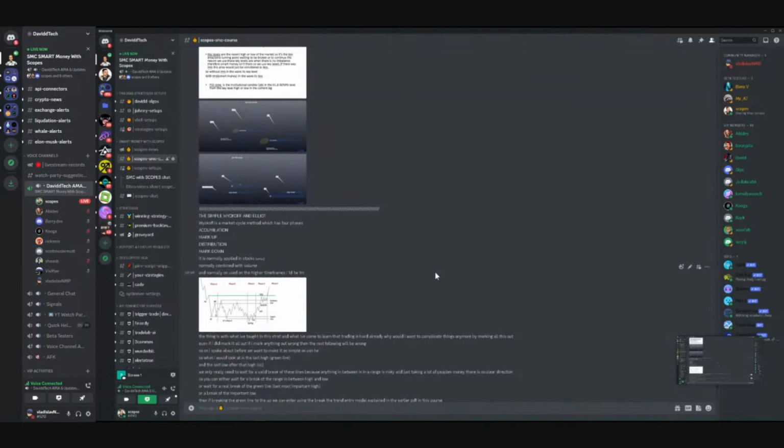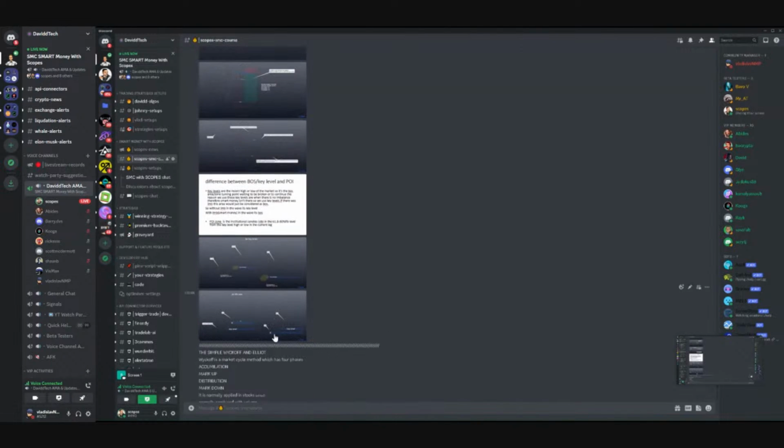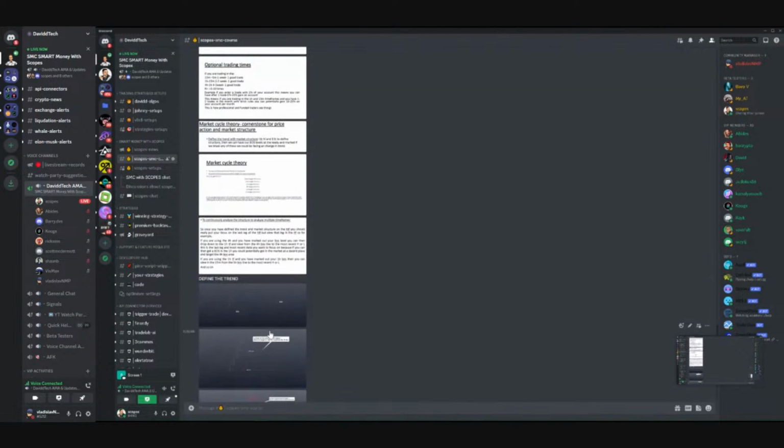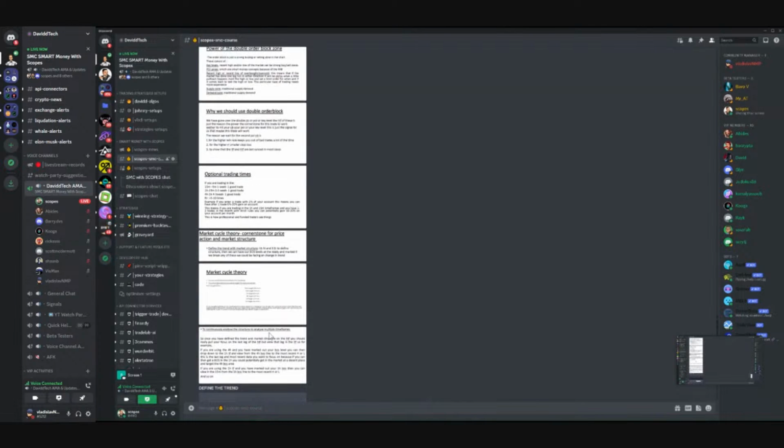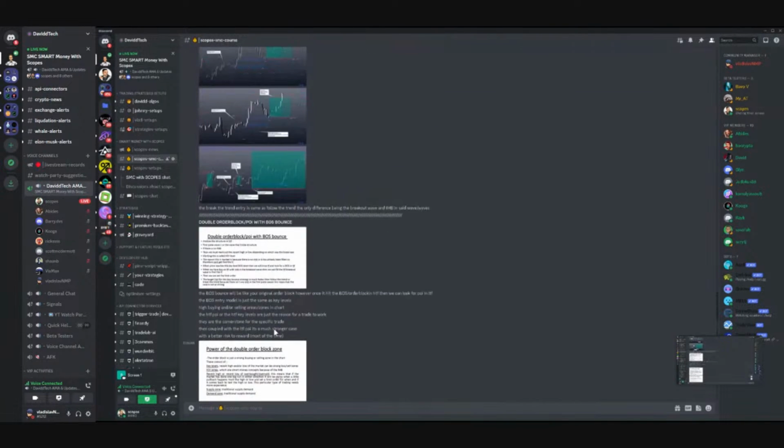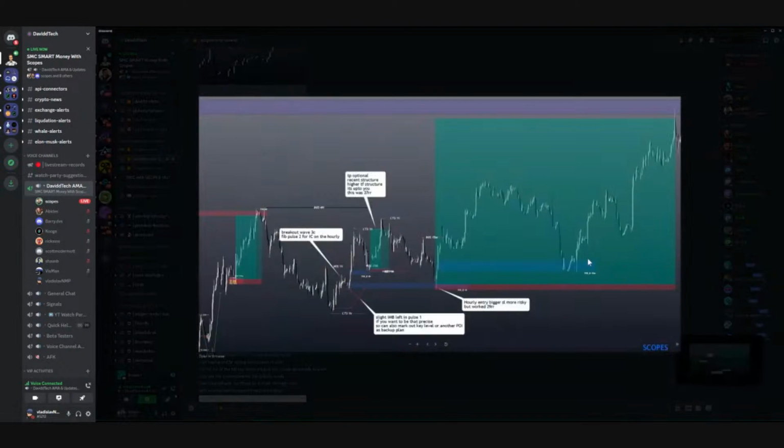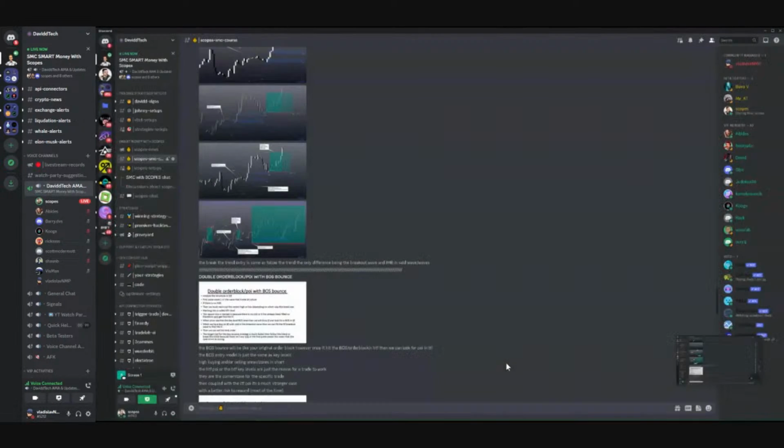It doesn't work every single time. Nothing works every single time, but I think it's a pretty solid trading strategy. I think it's a pretty solid trading plan. Some trades you get, they're absolutely ridiculous, but you do miss quite a few trades as well.